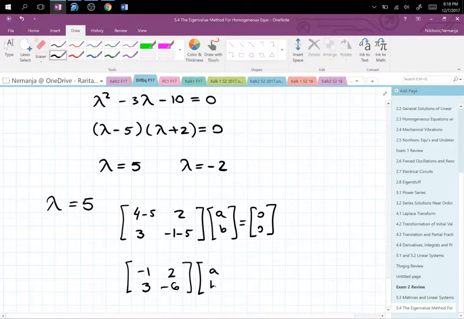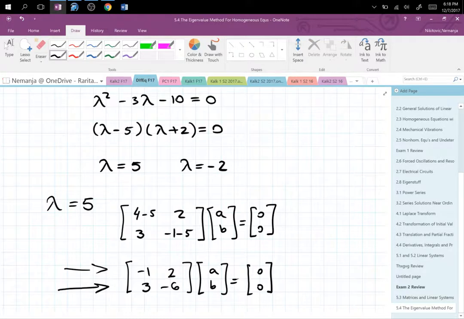Now, there is a checkpoint for this. Guys, these rows, row number 1 and row number 2, must be scalar multiples of each other. If they're not scalar multiples of each other, you did something wrong. So you see that the first row times -3 gives you the second row. So you absolutely must have these rows be dependent.